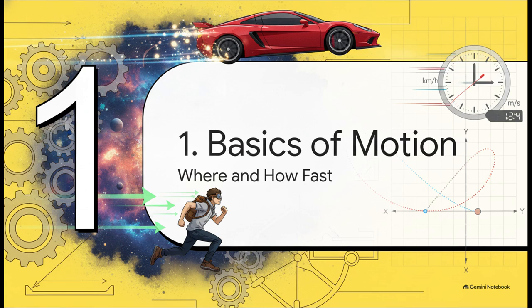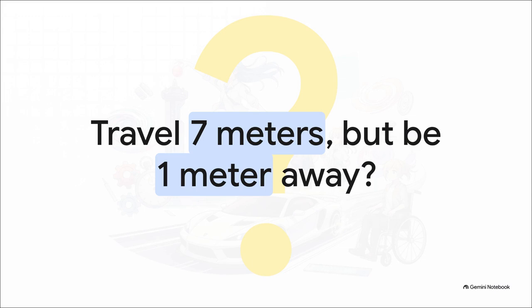Where and how fast? To kick things off, let's think about a seemingly simple question. Can you travel 7 meters, but actually only end up 1 meter away from where you started? Well, yeah. Imagine you walk 4 meters east, turn around, and walk 3 meters west. You physically walk 7 meters total, sure, but it creates a really interesting knowledge gap if someone just asks, how far did you go, without establishing where you actually ended up.